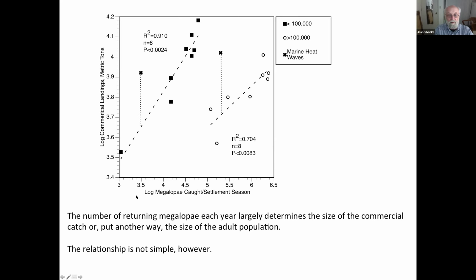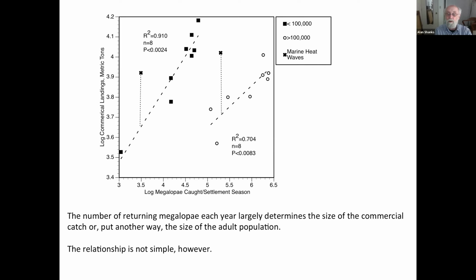What we've got is the horizontal axis is the number of megalopi caught per year, or per settlement season, the log of that. So this is roughly 1,000, and this would be 1,000,000. And then the vertical axis is the log of the commercial catch in metric tons. And we've got two graphs again. So the solid squares are years where there was less than 100,000 megalopi returning to shore. And then the open circles are when there was more than 100,000 megalopi returning to shore. So the data falls out like this.